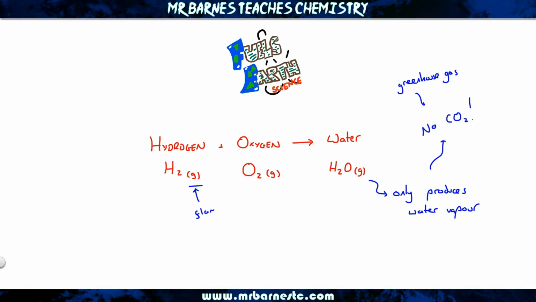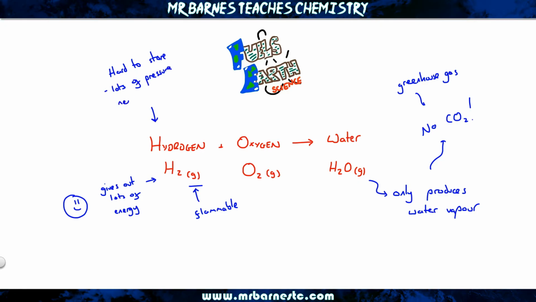So if we go back to hydrogen, it's flammable. That's a good thing because it produces energy, it gives out lots of energy. However, it also means that it needs to be stored. It's a gas, so it's hard to store. We need to have lots and lots of pressure to be able to store it, and that takes money. So that's one of your major disadvantages for using it as a fuel.